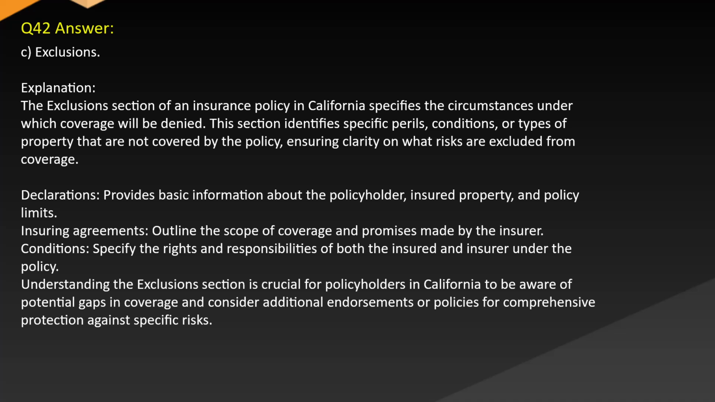Declarations provides basic information about the policyholder, insured property, and policy limits. Insuring agreements outline the scope of coverage and promises made by the insurer. Conditions specify the rights and responsibilities of both the insured and insurer under the policy. Understanding the exclusions section is crucial for policyholders in California to be aware of potential gaps in coverage and consider additional endorsements or policies for comprehensive protection against specific risks.